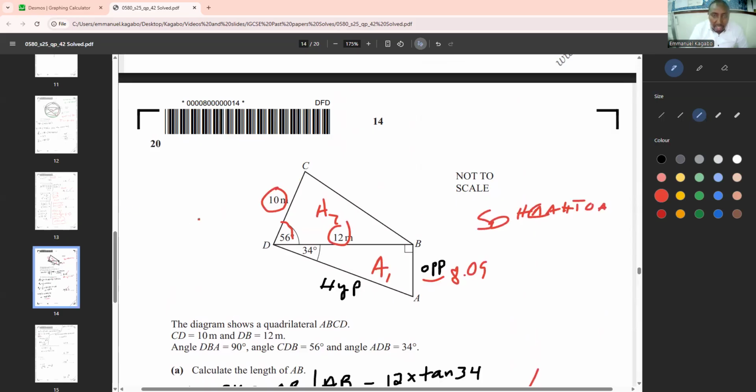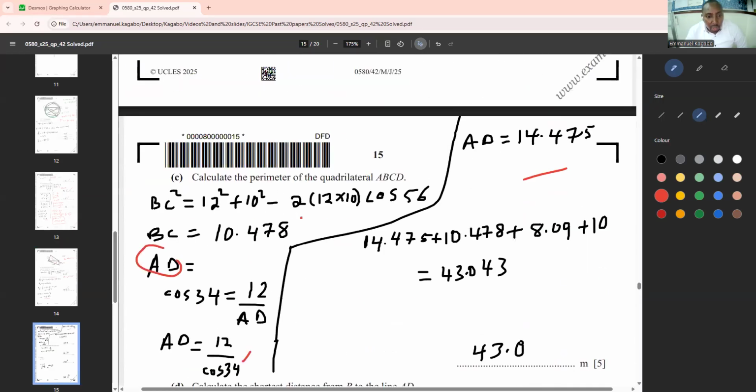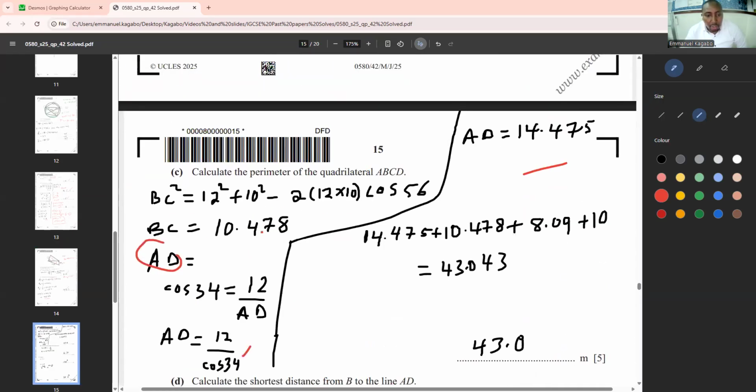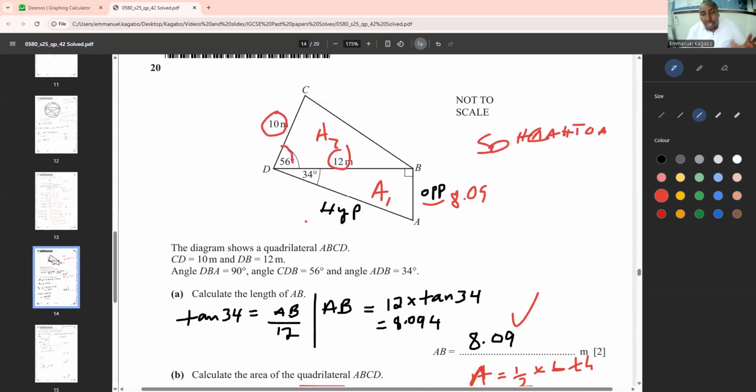If you have two sides, one angle, looking for the third side, it's cosine rule. If you have two sides, one angle, looking for second angle, that's the sine rule. Or if you have two angles, one side, looking for second side, it's also sine rule. Very good. That's how I use the cosine rule here, and I worked out, I got that. And then you move around the shape adding. Whenever you are dealing with the perimeter, you move around the shape adding.